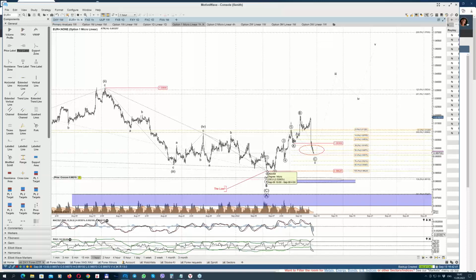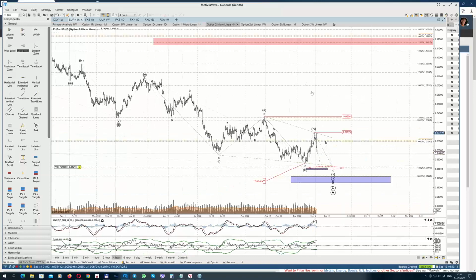This is the option 1 microlinear count, and we're going to see reaction to 0.99575. This is the target zone for expanded flat corrective bottom in the wave 2. Waves 1 and 2, and we are ready to extend much higher. But in the case we see a local corrective bounce or direct extension to the downside, then this count gets unlikely. Then I will be ready to switch to the option 2 microlinear count.